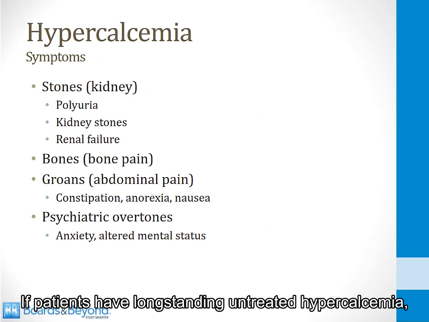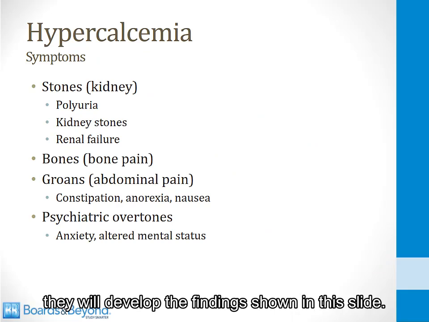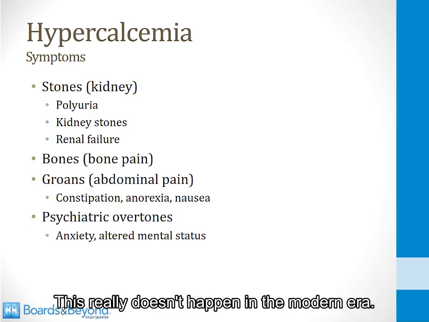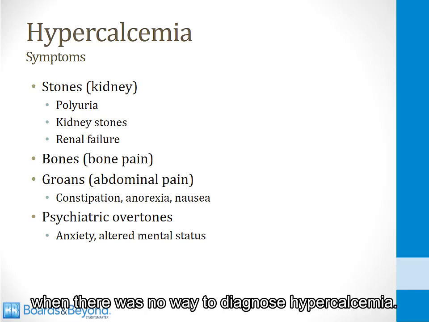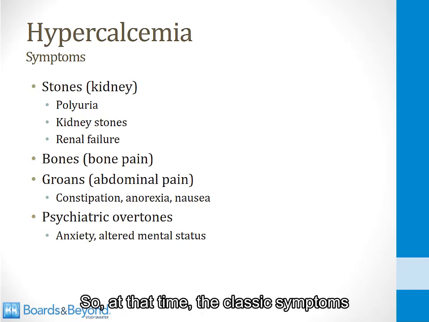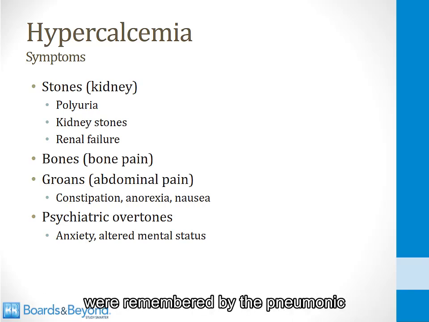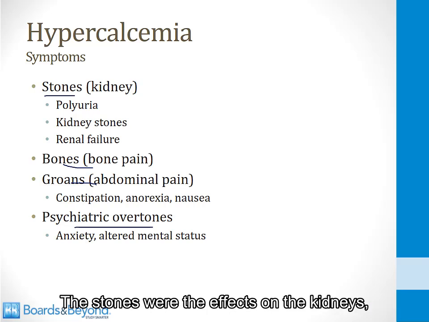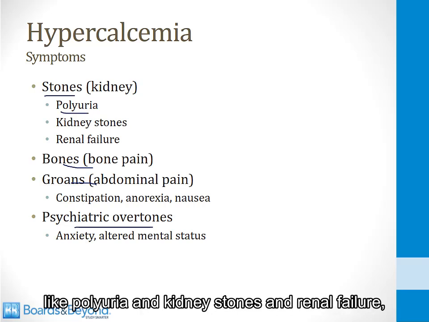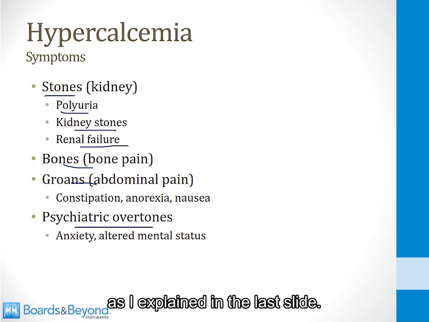If patients have long-standing untreated hypercalcemia, they will develop the findings shown in this slide. This really doesn't happen in the modern era. This used to happen 100 years ago when there was no way to diagnose hypercalcemia. So at that time, the classic symptoms were remembered by the mnemonic stones, bones, groans, and psychiatric overtones. The stones were the effects on the kidneys like polyuria and kidney stones and renal failure, as I explained on the last slide. The bones were bone pain.